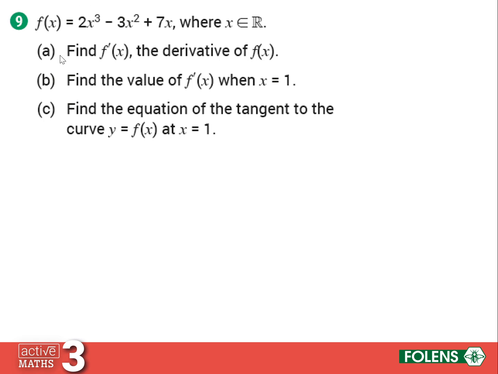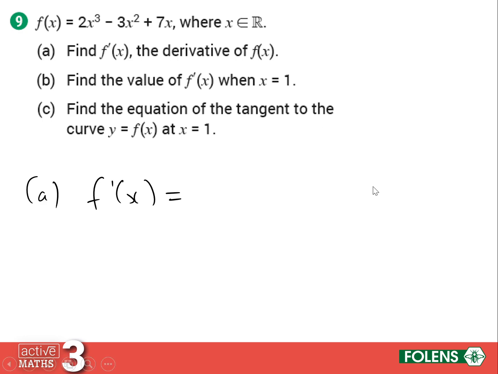This is question 9 from your book. The function f of x is equal to 2x cubed minus 3x squared plus 7x. And it tells you something at the end there, I'm not sure. But part A, find the first derivative, or the derivative of f of x.